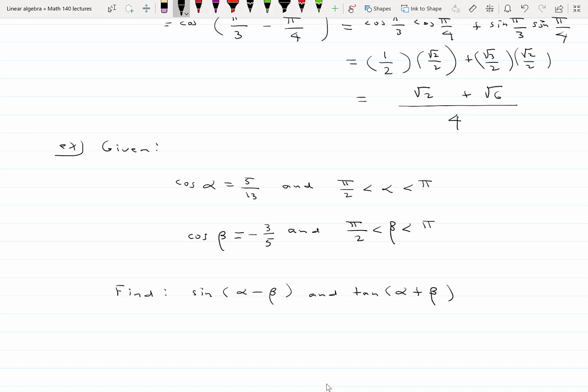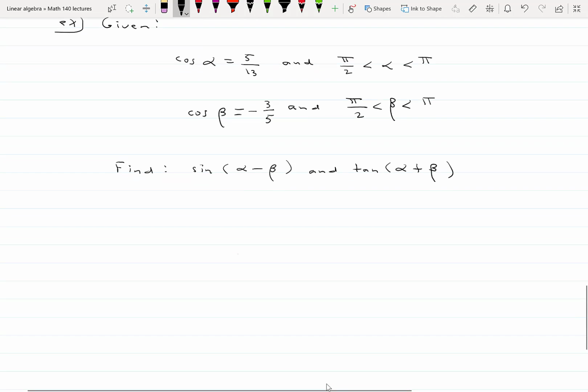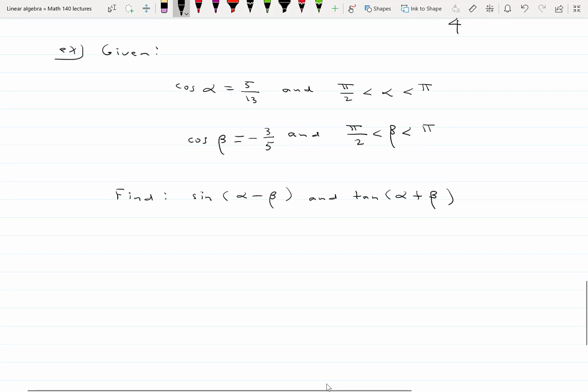Okay, so right away we see that we're going to need another formula because we have a formula for sine of alpha minus beta, but we don't have one for the tangent of alpha plus beta. Okay, so we'll cross that bridge when we get to it. Let's do the sine of alpha minus beta first.